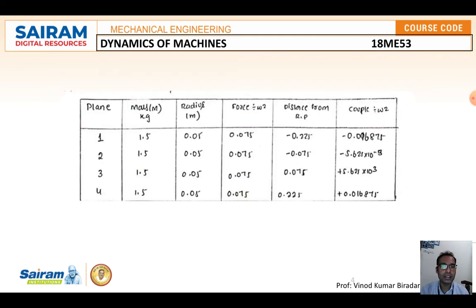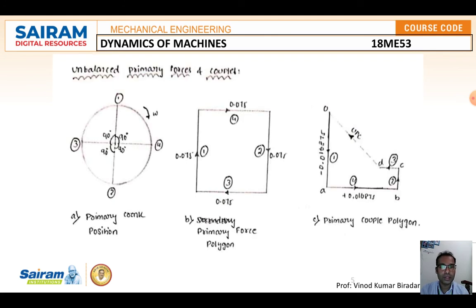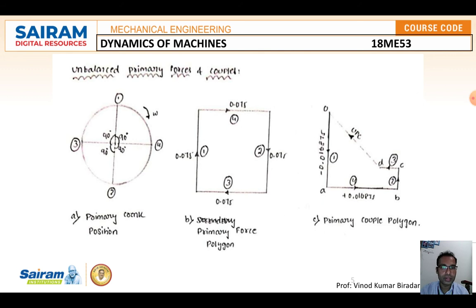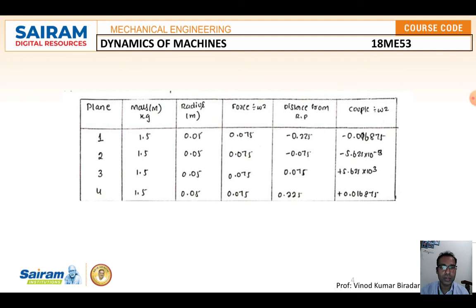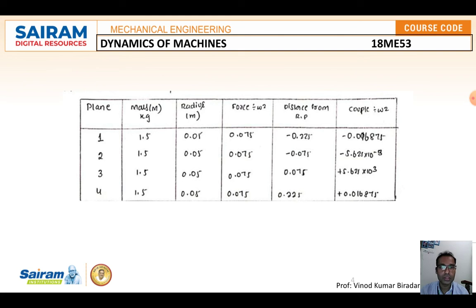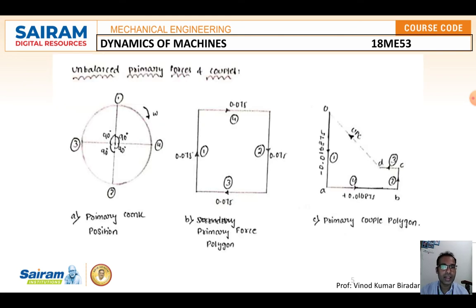From A to B, that is not A to B but A to 4, that is 1 to 4. 1 to 4 is 0.016, again angle is 90 degrees. Again from 4 to 2, that is -5.625, that you construct. Again from C to D, the third one is +5.623, angle is given 90 degrees. So you are going to get a D point. We don't know the OD distance, just construct. That dotted joining line is called the unbalanced primary couple, that you need to calculate.